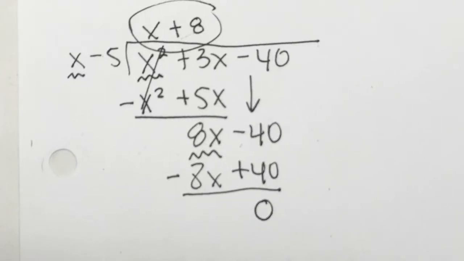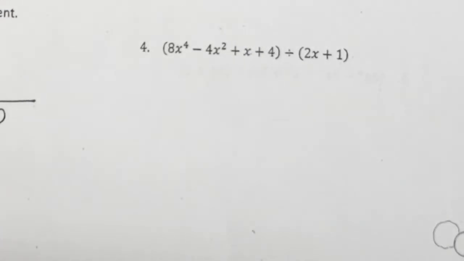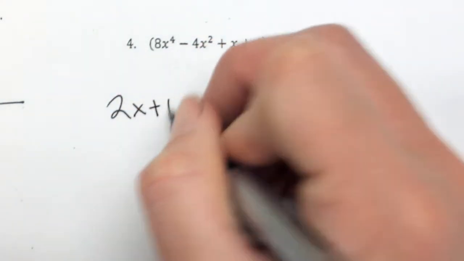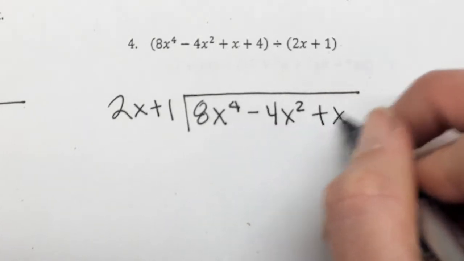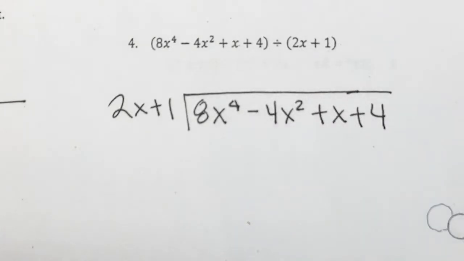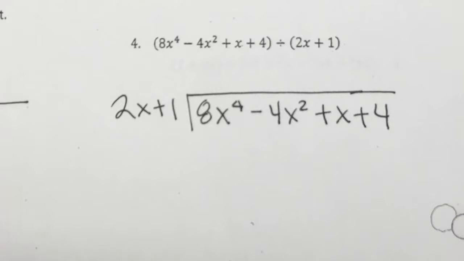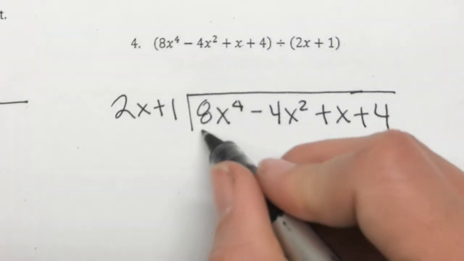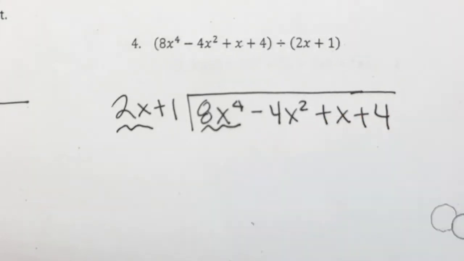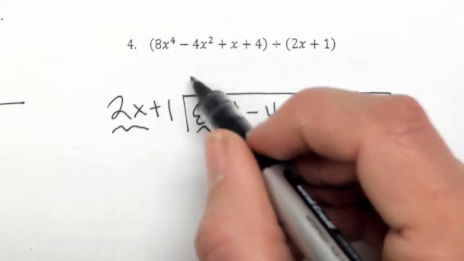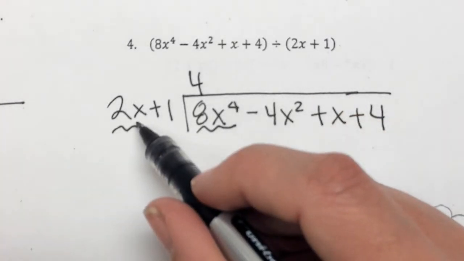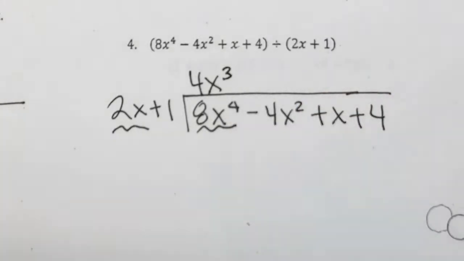Let's try one more together. Alright, for this one, what do we put on the outside? 2x plus 1. This on the inside. What are the only two terms we're looking at right now? Come on. 8x to the 4th and 2x. Alright, so now we're going to divide right here. So what's 8 divided by 2? What's x to the 4th divided by x? Good, x cubed or x to the 3rd.